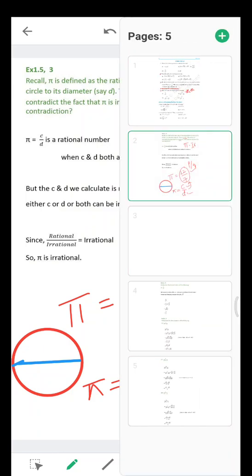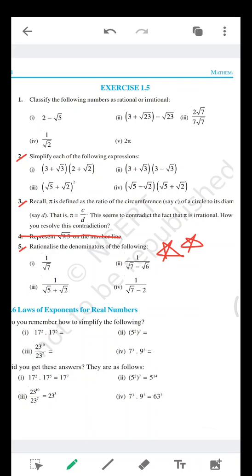Next, before we go for question number 5, that is rationalize the denominator of the following, let's see a few basic concepts. In the last session we have seen a few bits in which we applied the a plus b, a minus b formula, for example root 3 plus 1. This is an irrational number because we have root 3 in this, isn't it?